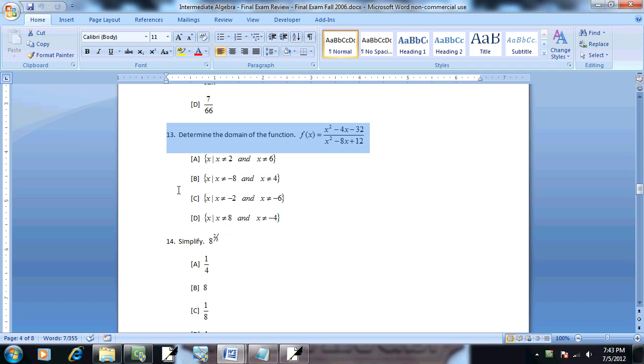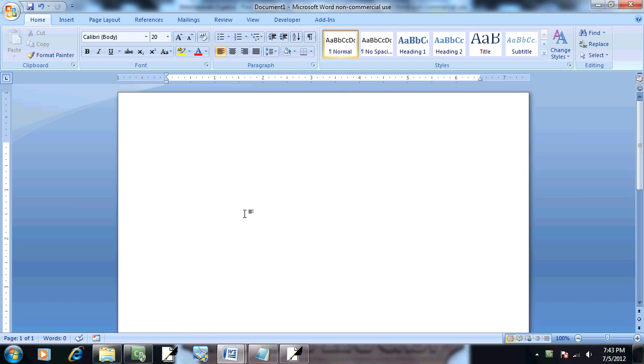Let's take a look at problem number 13. It says determine the domain of the function. So let's look at the steps. Finding the domain of a rational expression.